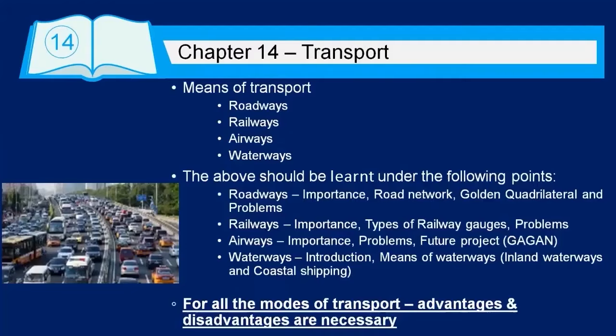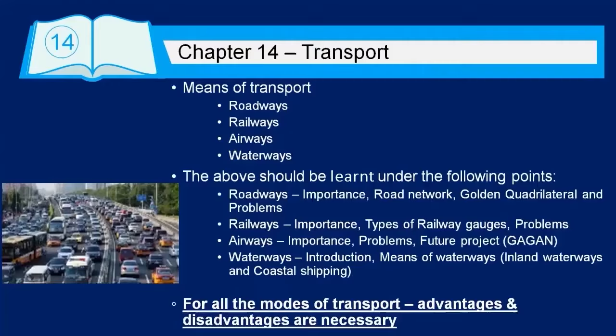For railway network, you must study the following points: its importance, types of railway gauges, problems, advantages and disadvantages as compared to other means of transport. A comparative study may be done in tabular form. Railways also must be studied in terms of importance, problems, advantages and disadvantages as compared to other means of transport.